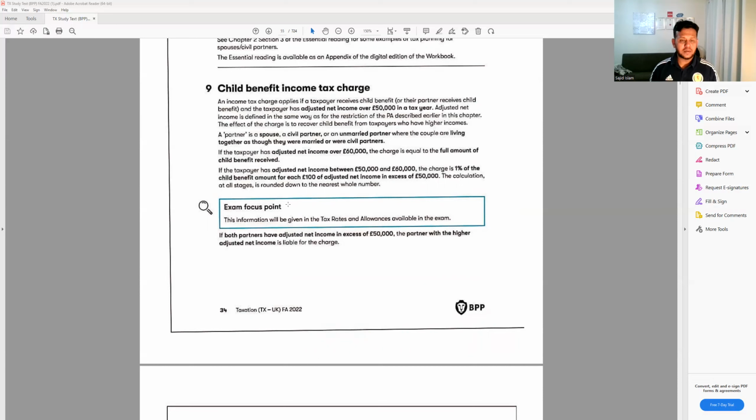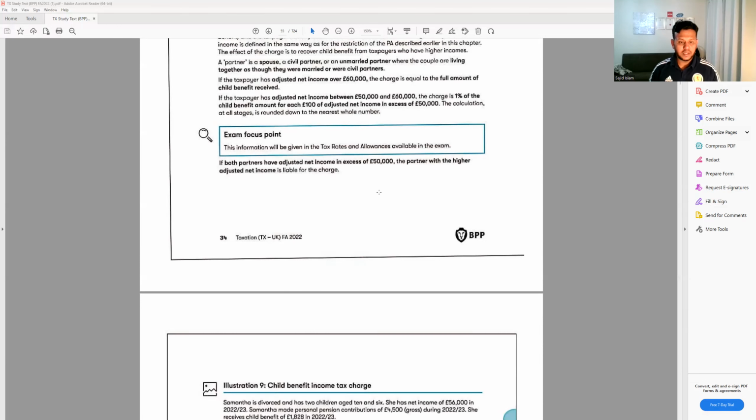If the taxpayer has an adjusted net income between 50 and 60, so let's say 55, the charge is 1% of the child benefit amount for each 100 adjusted net income in excess of 50,000. So if it is 55,000, for the 5,000, you pay 1% for each 100. And you have to round down to the nearest whole number. Okay, that's fine.